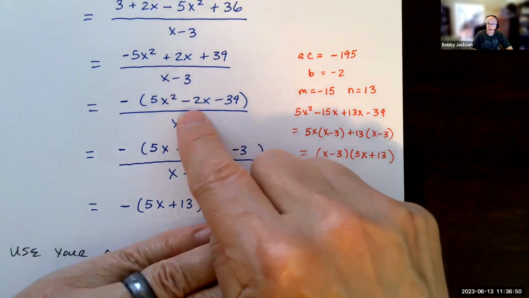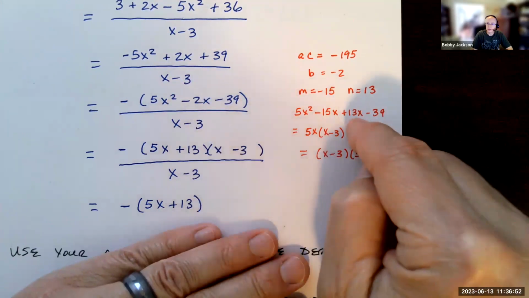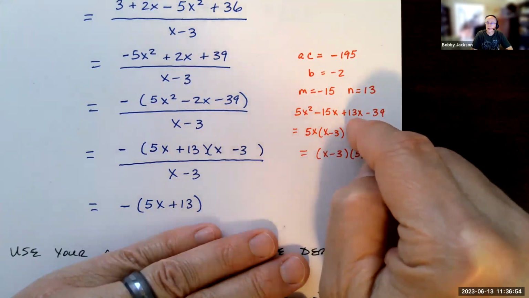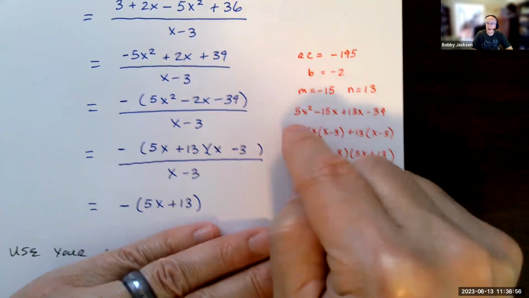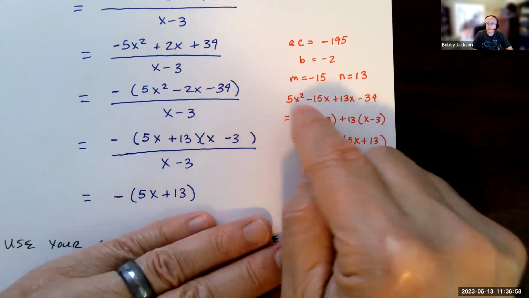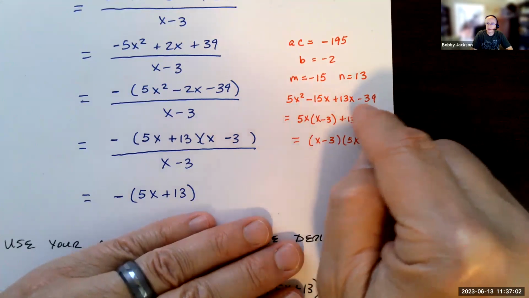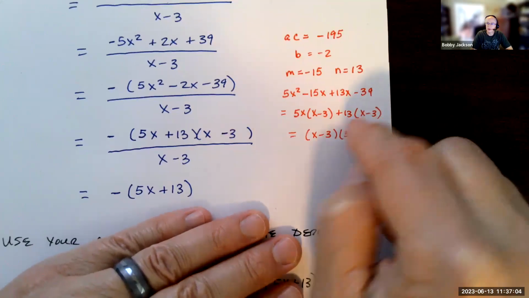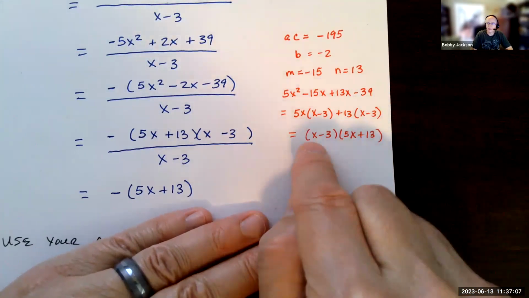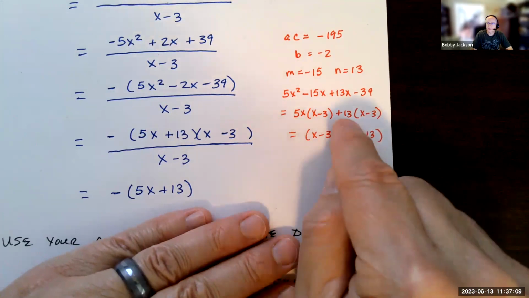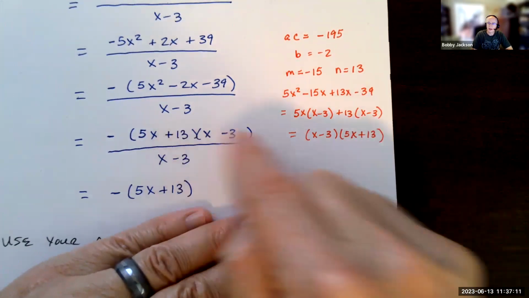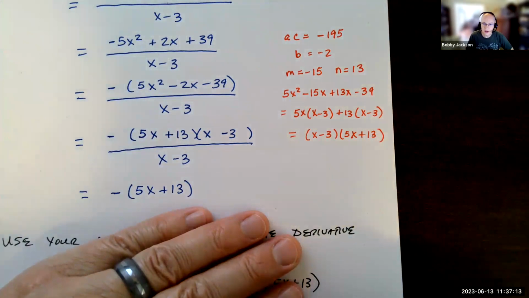So I've got 5x squared. I rewrite the negative 2x as negative 15x plus 13x, and then my minus 39. And then I factor by grouping. Factor out the 5x here, leaving x minus 3. Factor out a 13 from these last two, leaving x minus 3. Then I can factor out that common x minus 3 factor, leaving 5x plus 13. So either way, you should be able to factor this effectively.